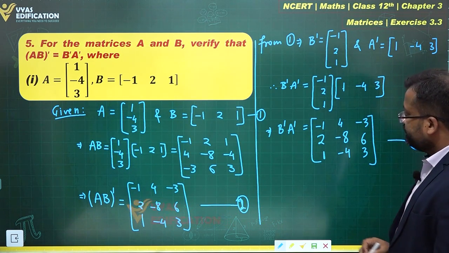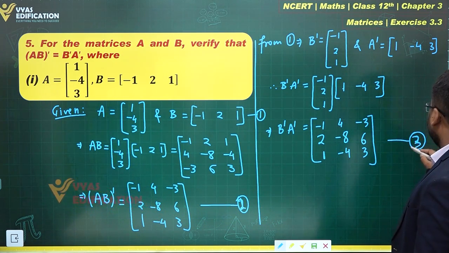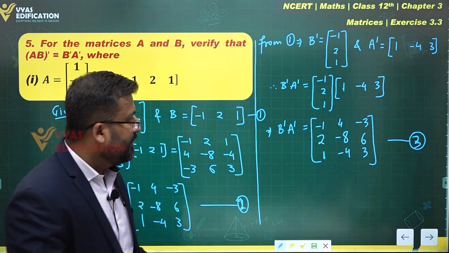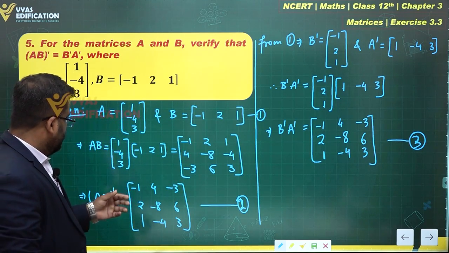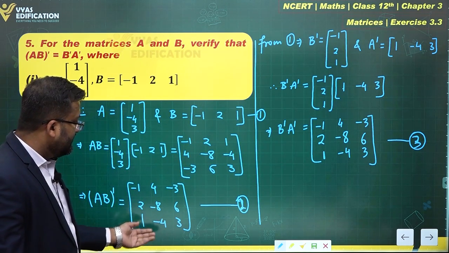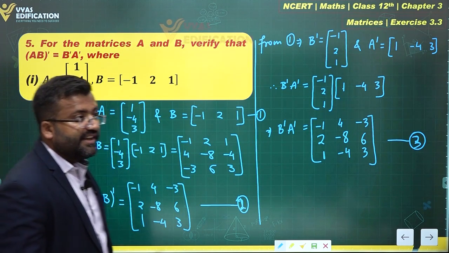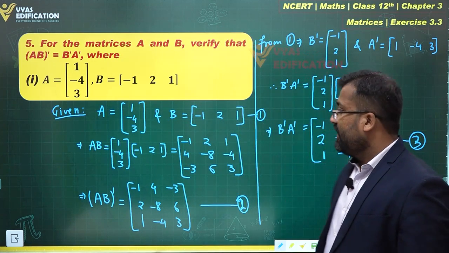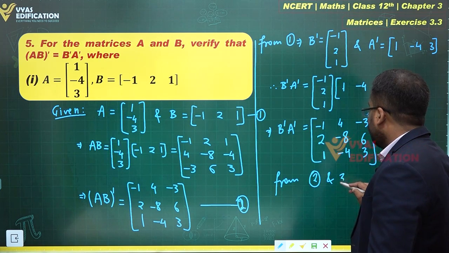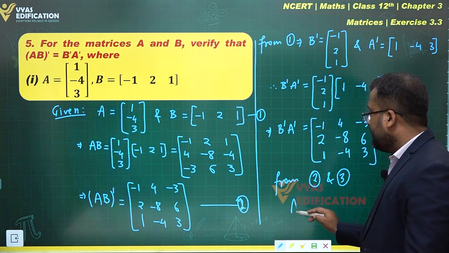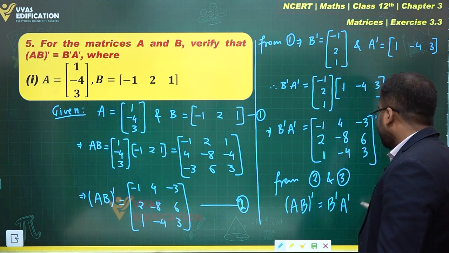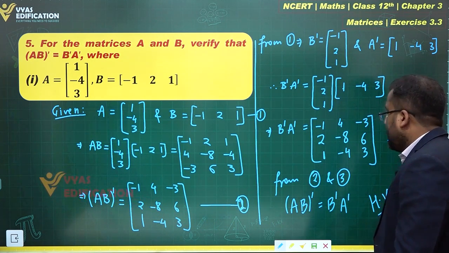Okay. This is statement 2. Sorry, this is statement 3. Let's observe the matrices obtained at the end of statement 2 and statement 3. This is minus 1, 4, minus 3. Okay, that matches. The second row, 2, minus 8, 6 also matches. The third row, 1, minus 4, 3 also matches. And yes, from 2 and 3, what do we observe? We observe that AB transpose is equal to B transpose A transpose. Hence, it has been verified.